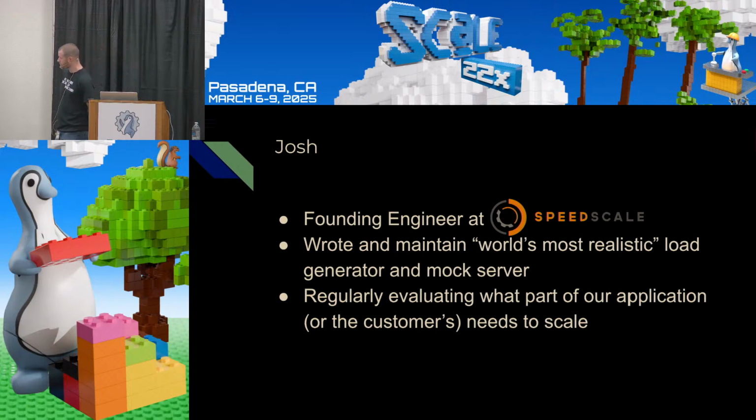My name is Josh Thornton. I'm a founding engineer at SpeedScale. I wrote and maintain the world's most realistic load generator and mock server. At SpeedScale, we work with network traffic that we capture and then use for load generators and mock servers. So part of my job is interacting with customers and helping them scale up their applications.